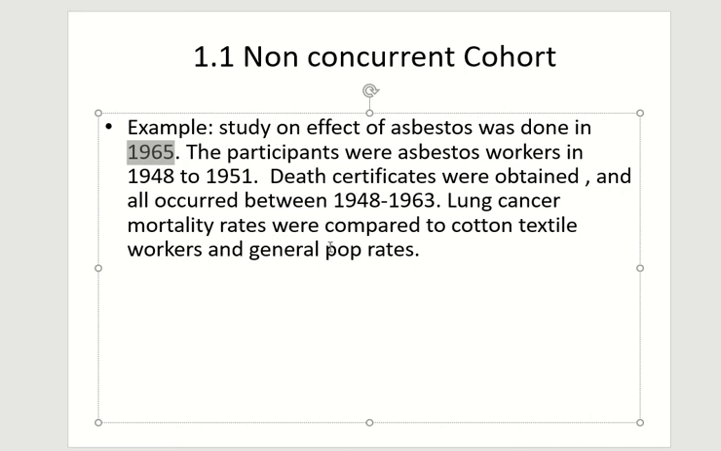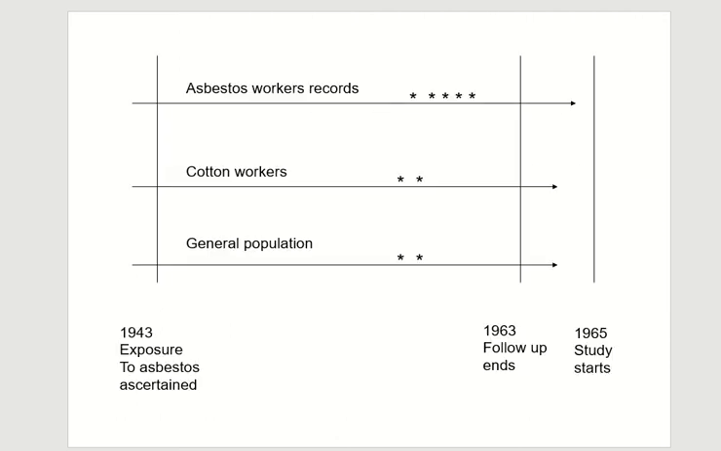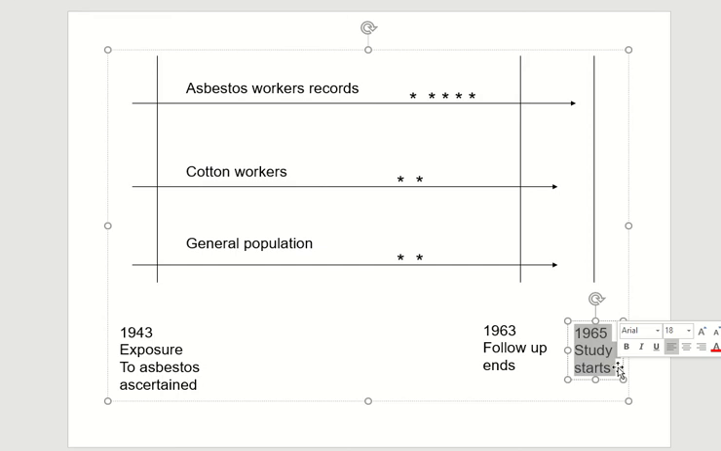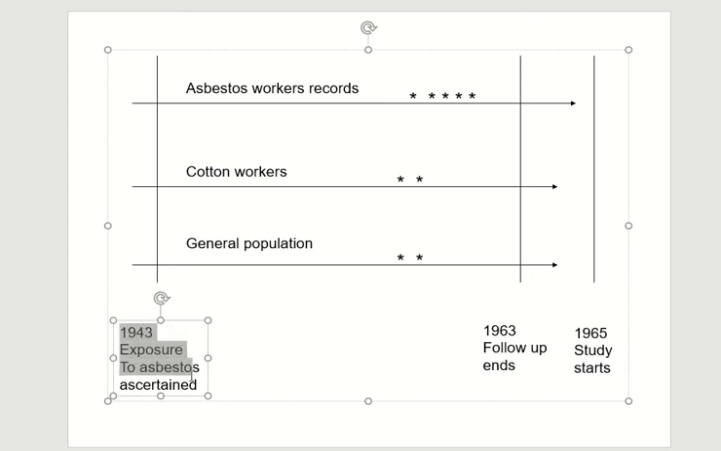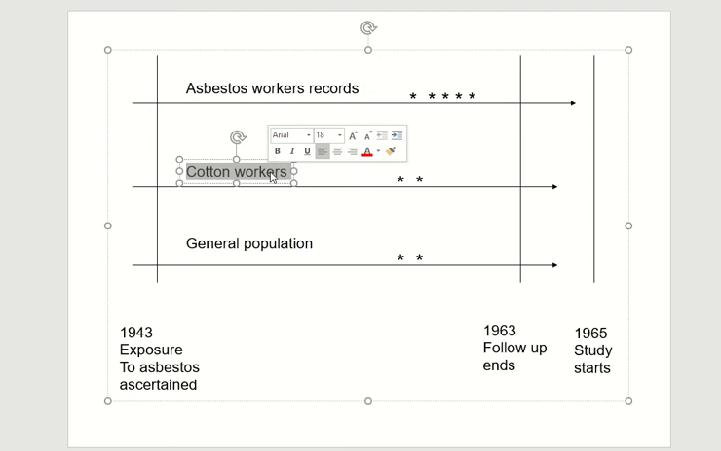Lung cancer mortality rates were compared in the asbestos workers to the cotton textile workers and to the general population rate. So if you look at the graph here, this is when the study starts in 1965. However, on records, they had records of the asbestos workers and the cotton workers and the general population. Okay, 1943, the exposure to asbestos was ascertained. They knew based on the record that the asbestos workers were exposed. Cotton workers were not exposed because they do not work with asbestos.